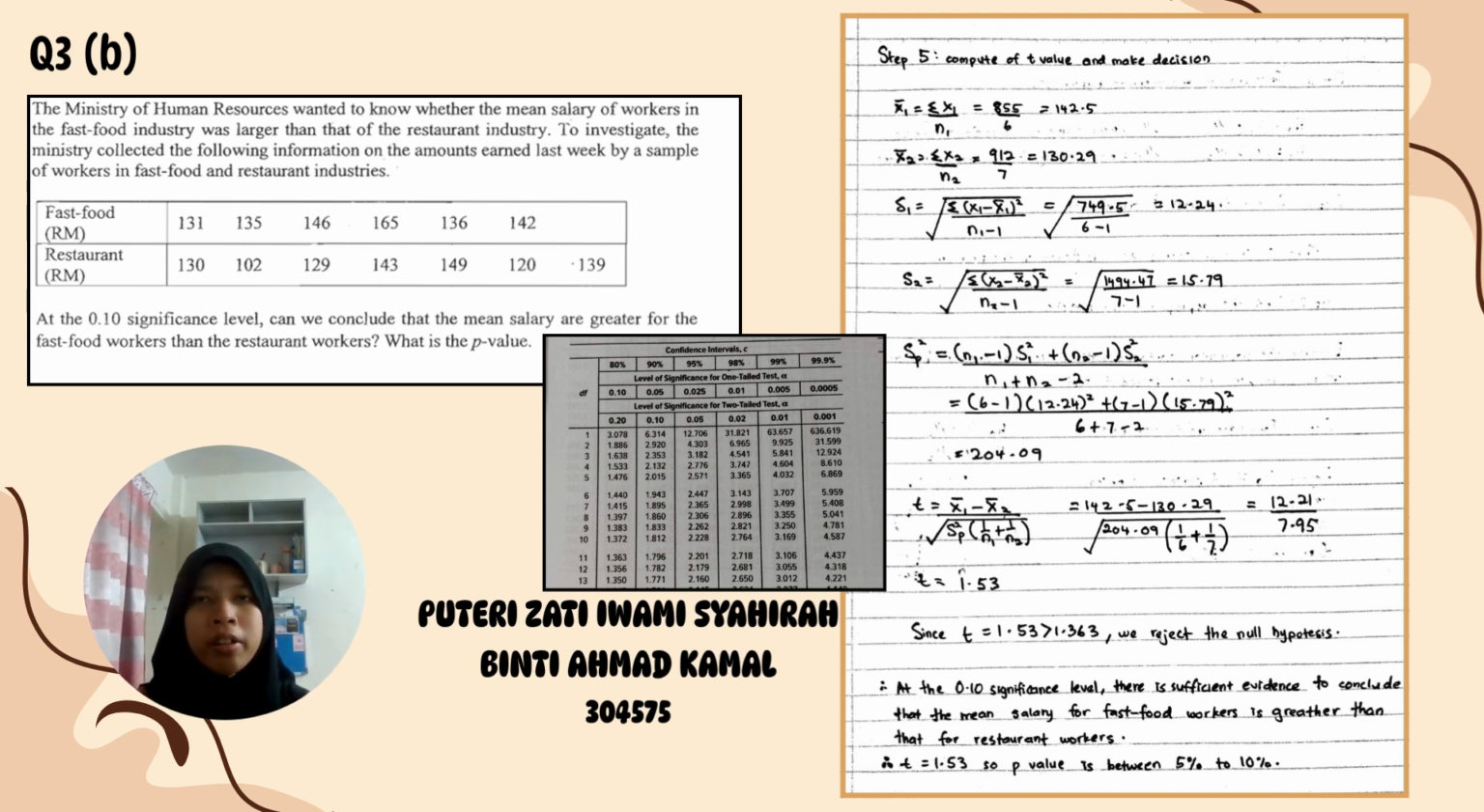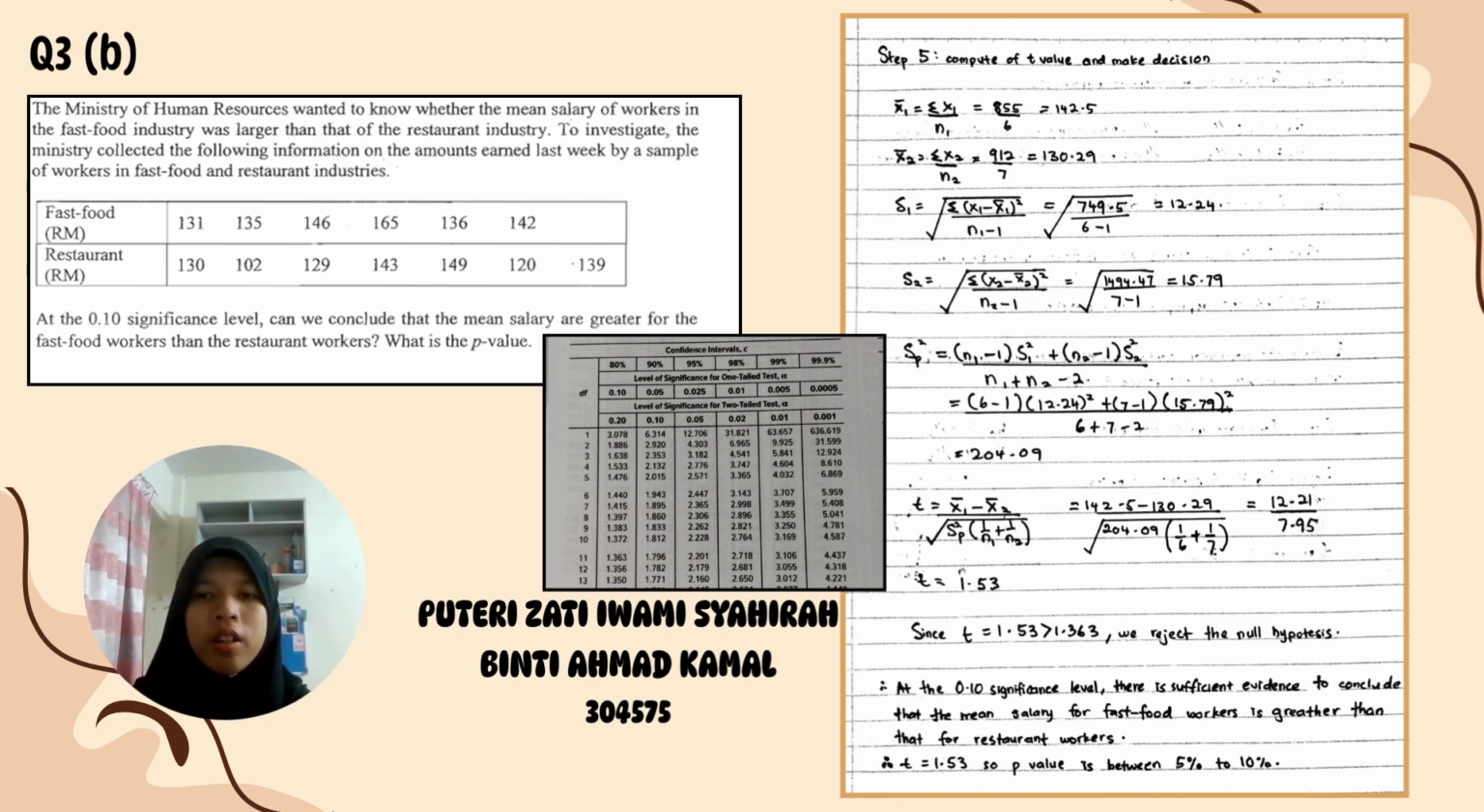First, we need to find the x bar 1. So the formula is the sum of x1 divided by n1, which is 855 divided by 6, equal to 142.5. Next is x bar 2. The formula is the sum of x2 divided by n2, which is 912 divided by 7, equal to 130.29.